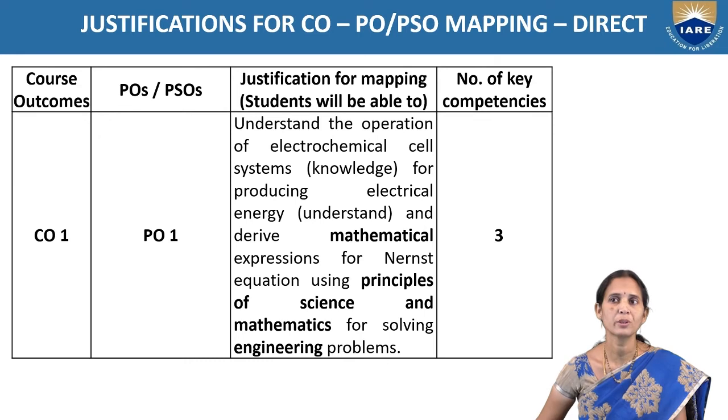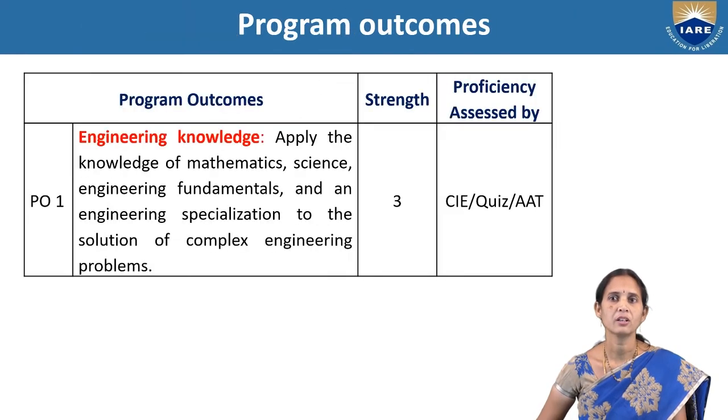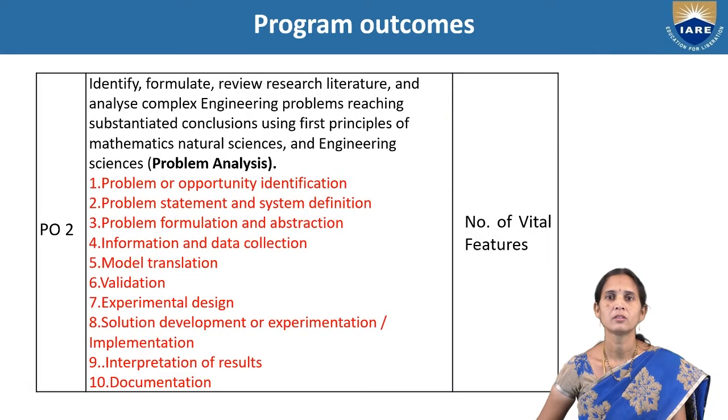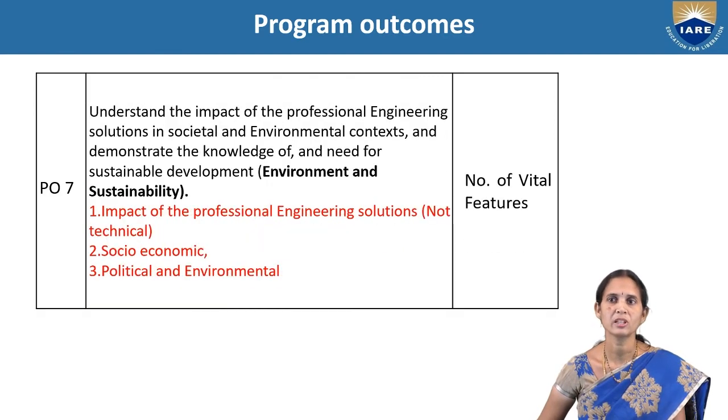Number of key competencies 3. So here already I have given vital features. So for PO1, 3 are there. So all the 3 we are giving a justification of CO and CO1, PO1, because first one is knowledge, understanding and application of scientific principles and methodology. Second one, mathematical principles, and that they learned about the formulas about the Nernst equation. Third one is engineering disciplines to integrate study of their own engineering discipline. So I gave here 3.